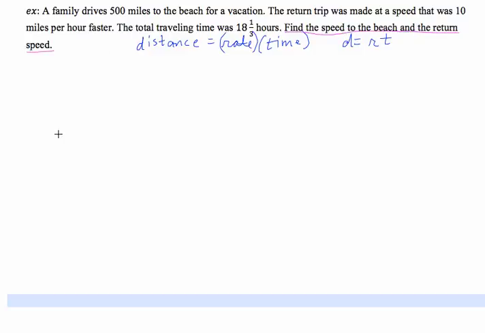Find the speed to the beach and the return speed. Now you could do this two ways. One is you could introduce x's, or two, you can just stick with these variables over here, D equals RT. And that's what I'm going to do, is just stick with D equals RT. So there's two different rates though. So let's split the board into two parts. We have going to the beach and then there's returning.